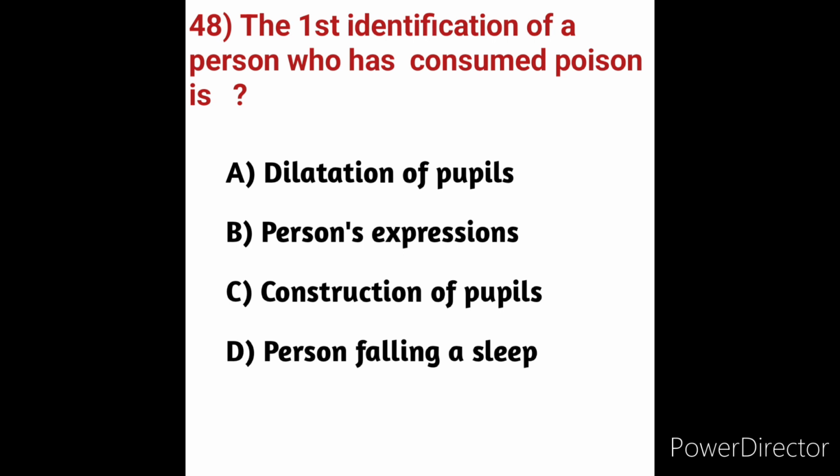The first identification of a person who has consumed poison. So, a person has consumed poison. The first identification we will see here: option A, dilatation of pupils. Option B, person expressions. Option C, constriction of pupils. Option D, person falling asleep.